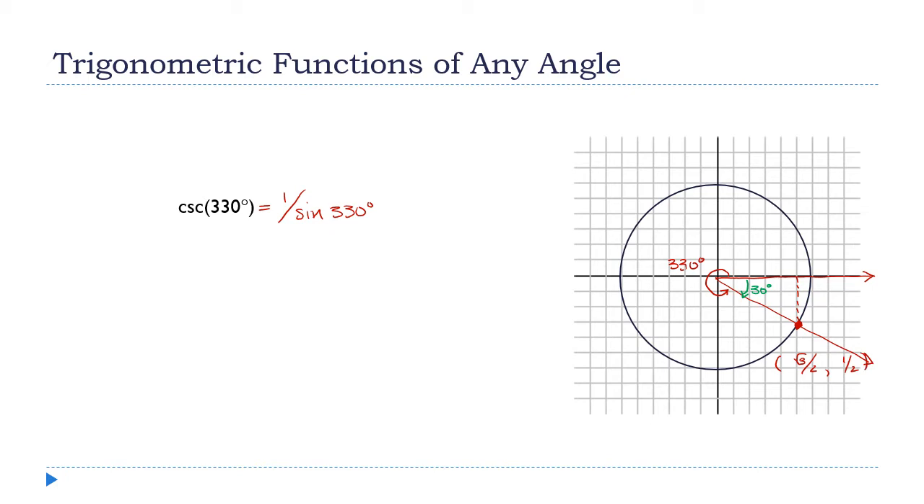Because now all we have to do is correct the signs based on the quadrant. The x coordinates in the fourth quadrant are positive, so the x coordinate will stay the same, but the y coordinate will become negative. Now I can answer the question. This makes the sine of 330 degrees equal to negative 1/2. So the cosecant is 1 over negative 1/2, which is negative 2.